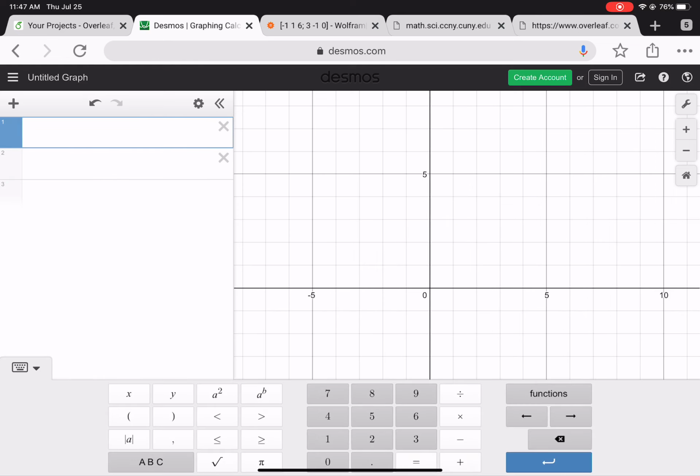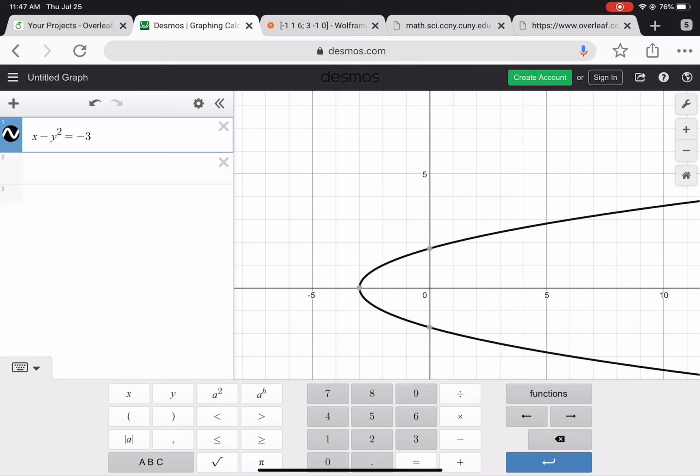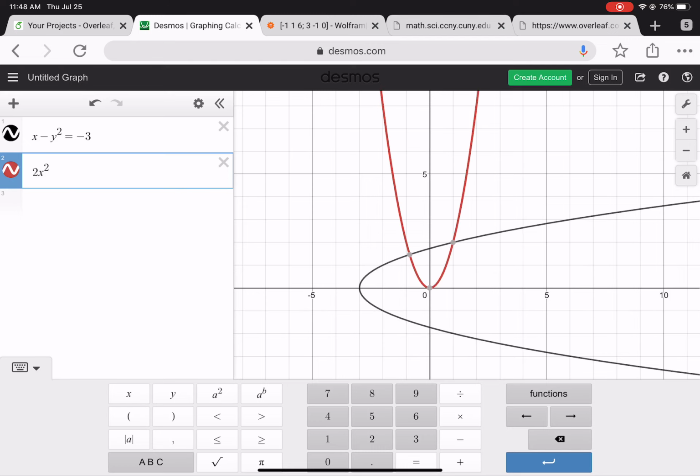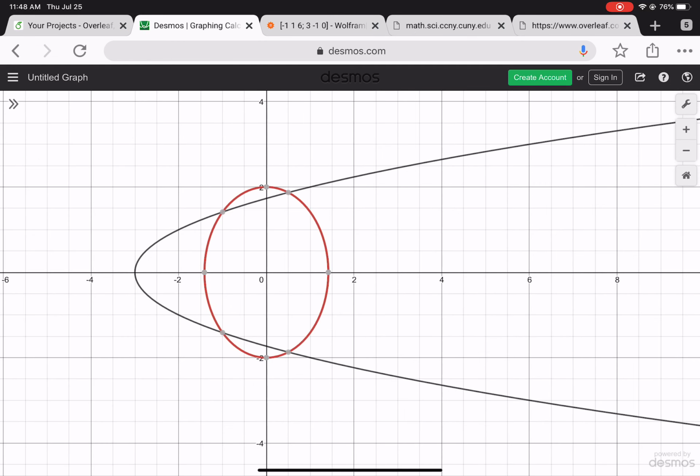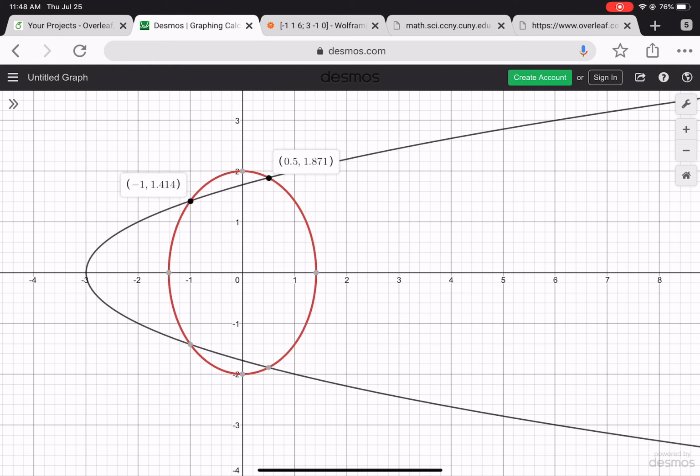The first equation that I gave you was x minus y squared equals -3. The second equation that I gave you is 2x squared plus y squared is equal to 4. And so here is what we have. It turns out that one of them wasn't a circle, it was an ellipse. And the second one is a parabola, but the parabola is not up or down, it's sideways, right? And here are the intersections of these ones right here.